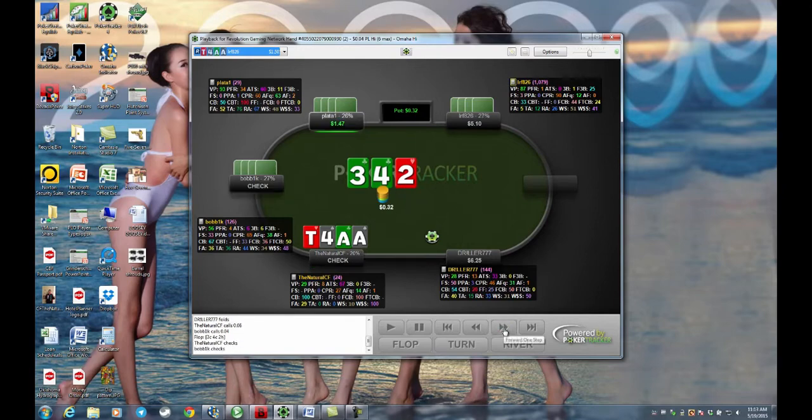I check. Another check. This PLO 1 bets full pot. He gets called. I just go ahead and fold. If I had a flush draw, I would probably call here, but without a flush draw, I'm going to let it go.